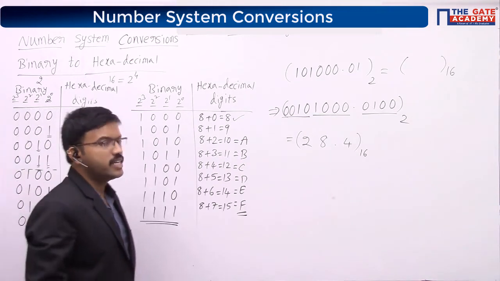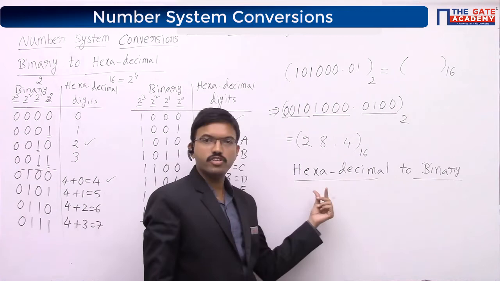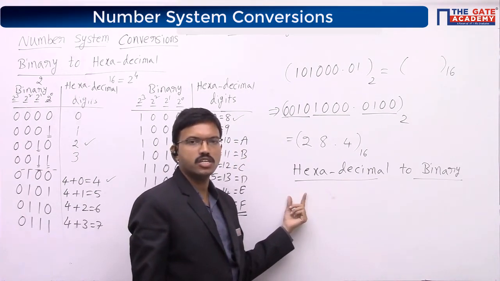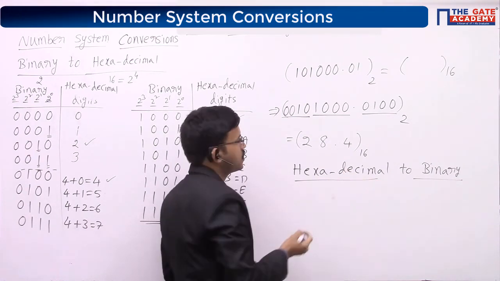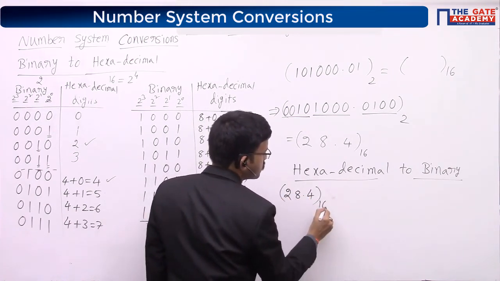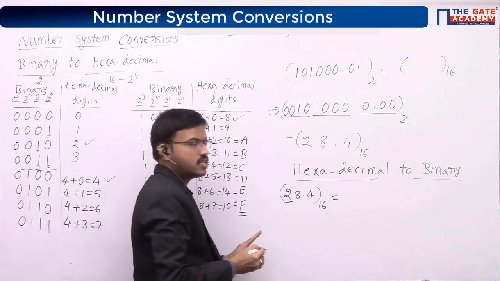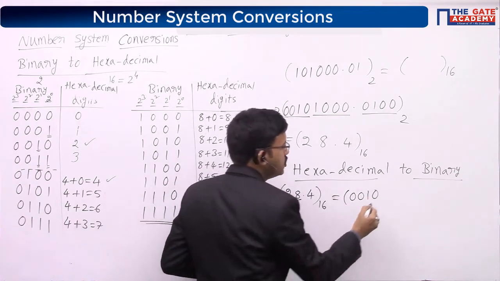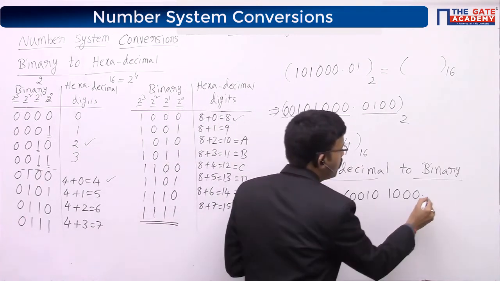28.4. Similarly, the next one is hexadecimal to binary. Here we'll represent each hexadecimal digit with 4 bits. Previously we converted octal to binary by representing each octal digit with 3 bits. Here we'll convert each hexadecimal digit with 4 bits. I am considering the same number, 28.4 base 16. First represent each hexadecimal digit with 4 bits. 2 is nothing but 0010, 8 is nothing but 1000, and 0.4 is nothing but 0100.